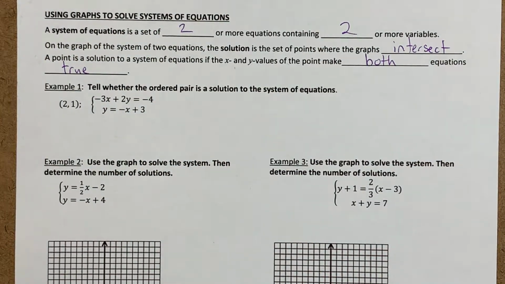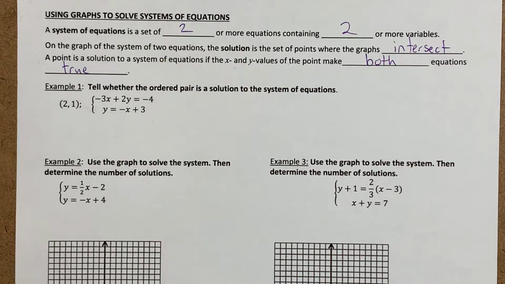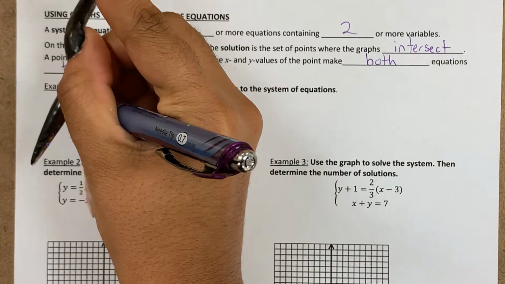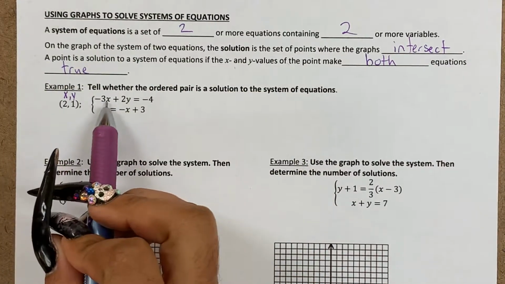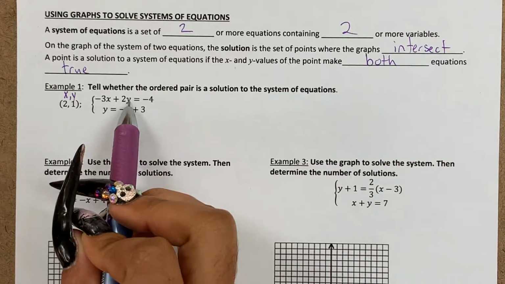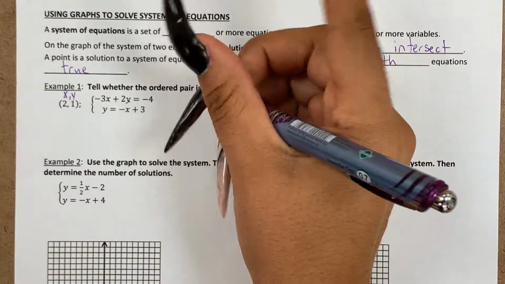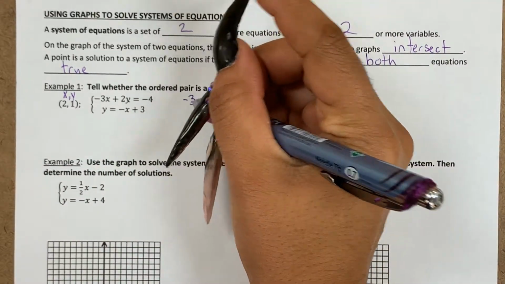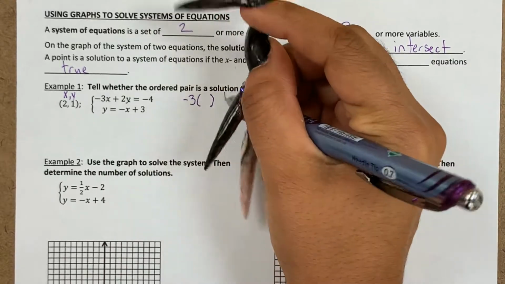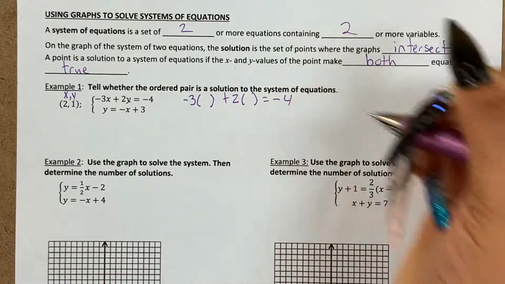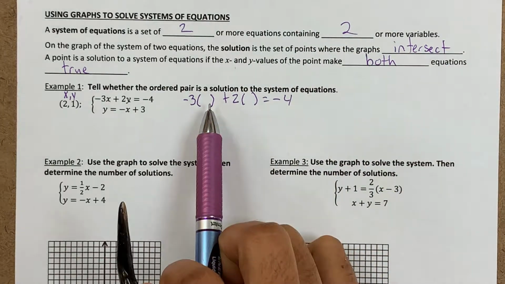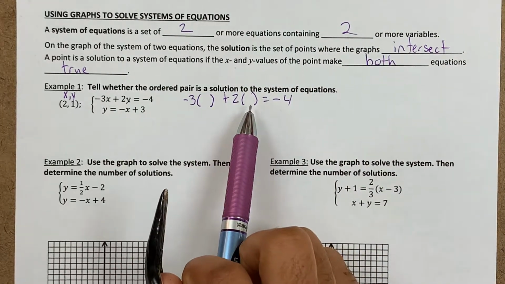Example 1. Tell whether the ordered pair is a solution to the system of equations. So remember, ordered pairs are x comma y. So for x, I'm going to plug in 2. For y, I'm going to plug in 1. So this was where the x was, and this was where the y was.